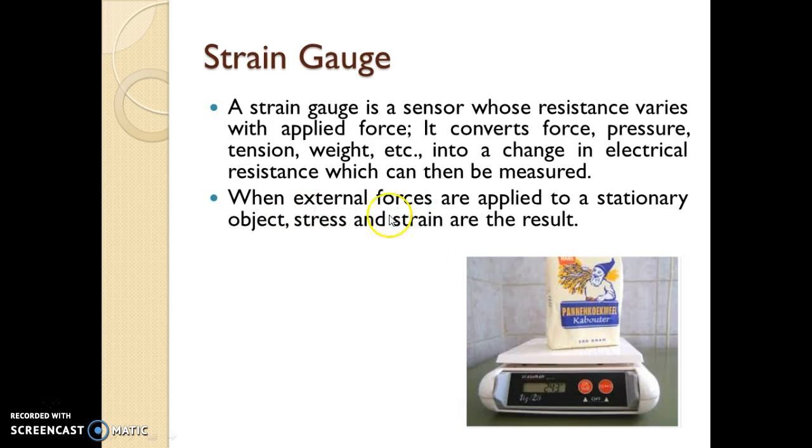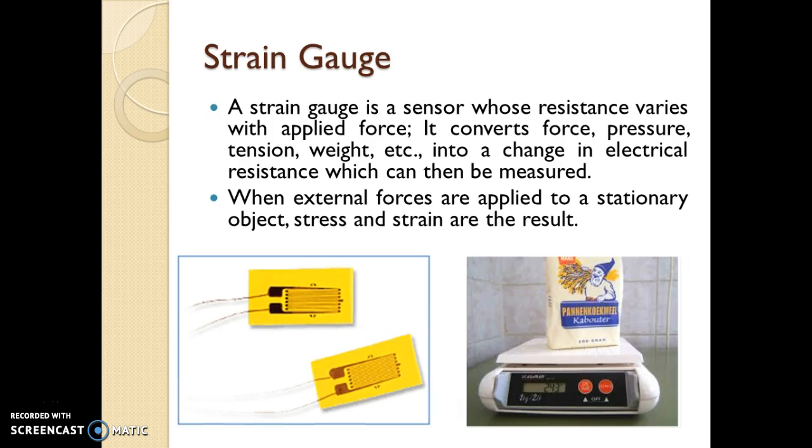So when external forces are applied to strain gauge, stress and strain are produced. We are going to see in detail what is stress and strain. But before that, let's have a look at this diagram. This shows something called as semiconductor strain gauges. So yes, we are going to study types of strain gauges later in this course. So semiconductor strain gauge looks something like this. These are two leads which are available for making electrical connections.